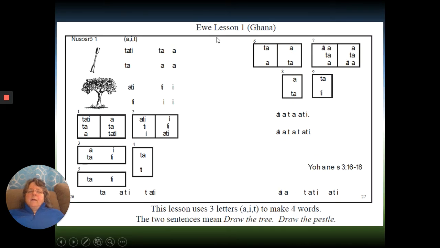Another example is Ewe, lesson one, from Ghana. And in this case, they were able to make a lesson one with only three letters. So they have Tati, which is the pestle from the mortar and pestle that they use to pound their yam. Ati, which is a tree. And then the two other words, ta and ata. Ata means to draw. So draw the tree, draw the pestle.